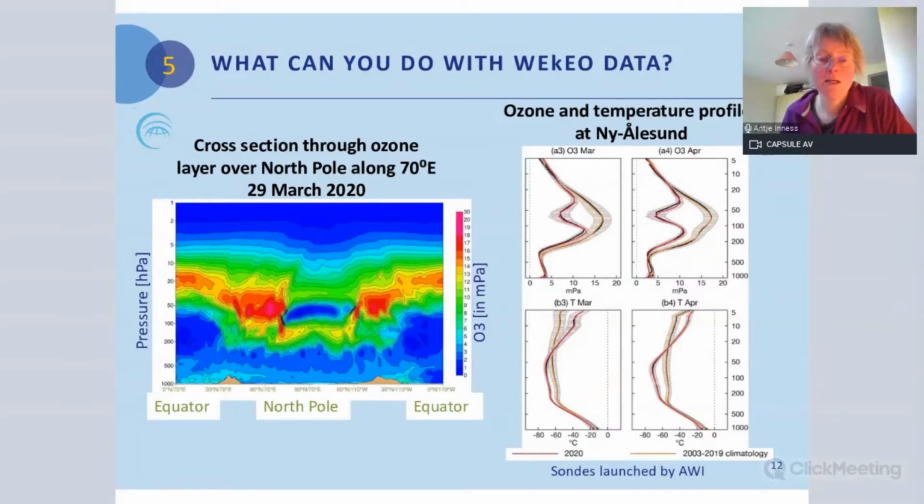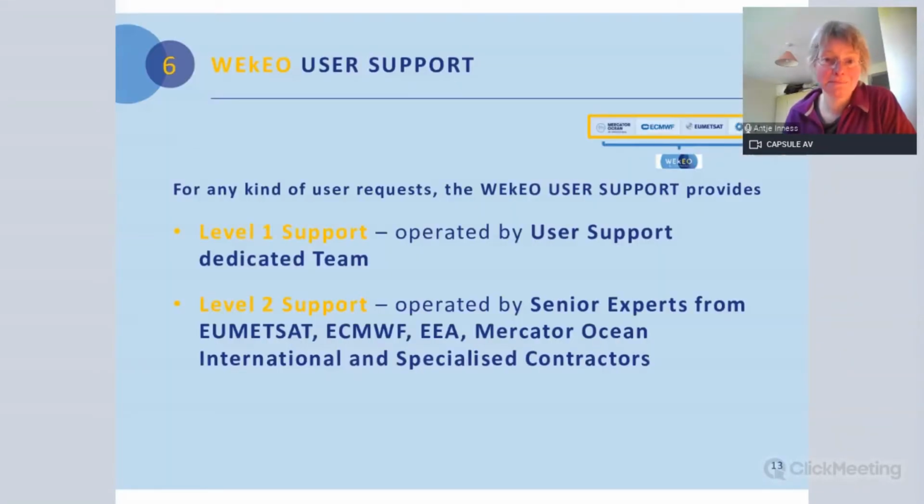And the profiles on the right show comparison with ozone sound data at New-Ålesund in Spitsbergen. The top are ozone profiles, and the bottom are temperature profiles. And the red lines show you the year 2020, and the other line shows you the climatology from the CUMS reanalysis, and you can see how different last spring was. So this is just one example of what you can do with CUMS data.